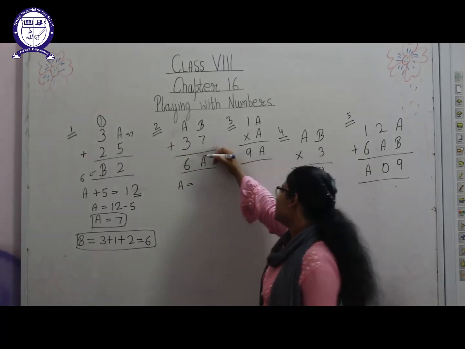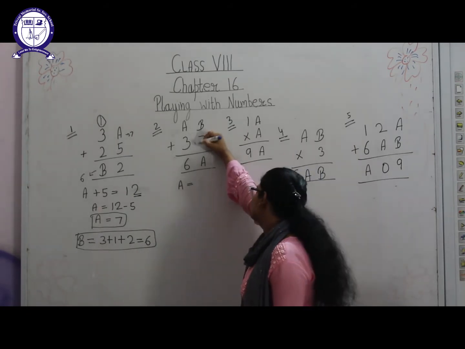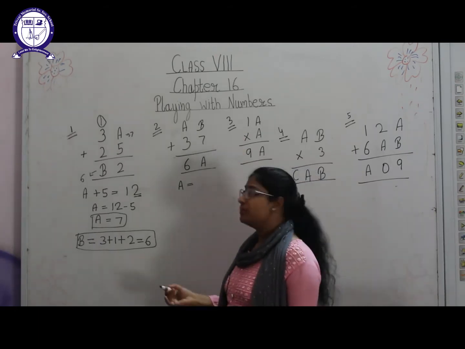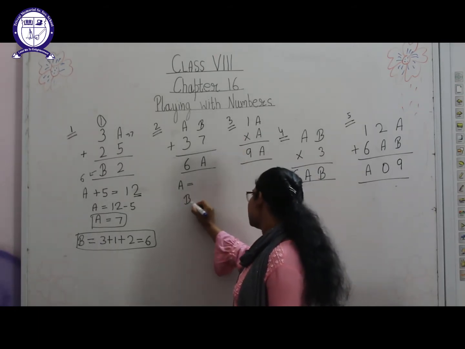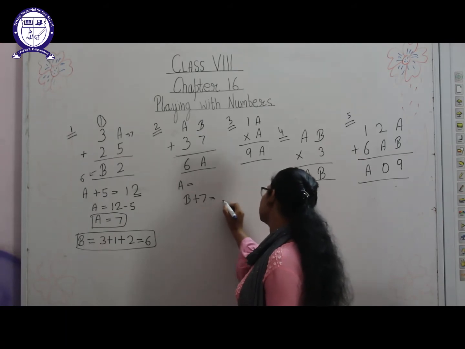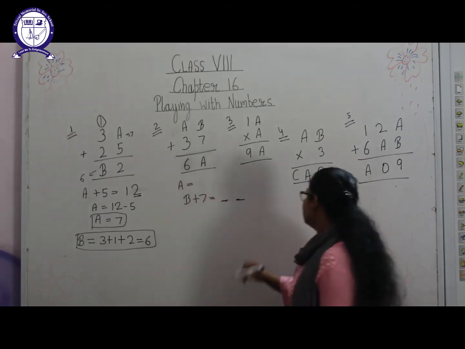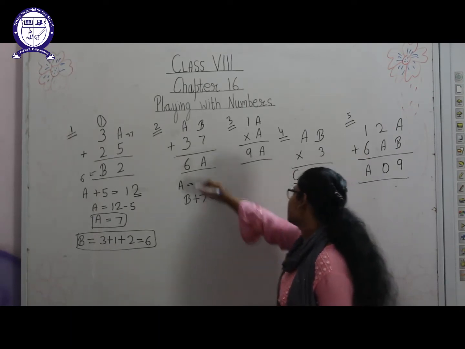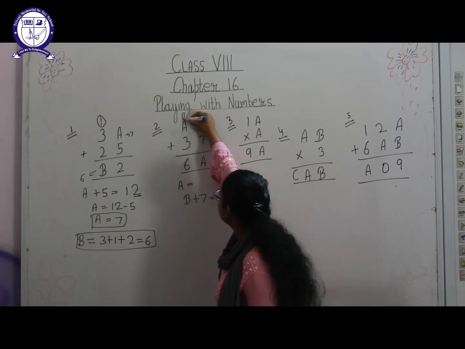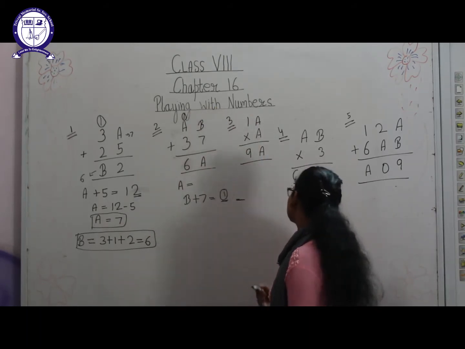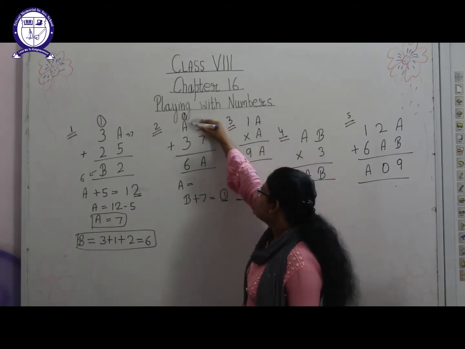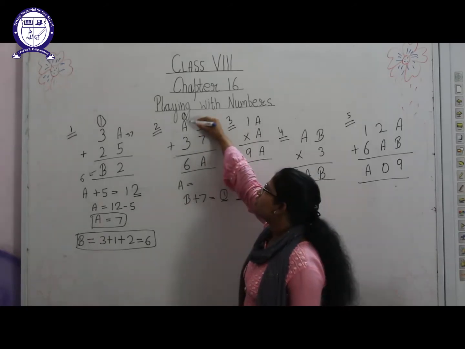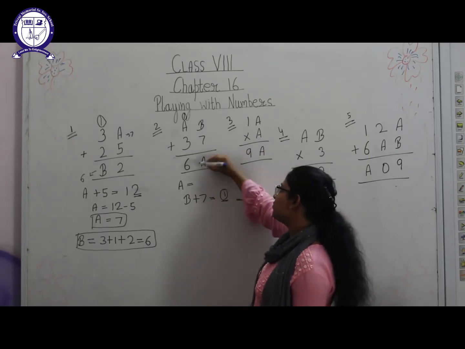If the value of A is not 3, it means B plus 7 is giving a 2-digit number. If we are adding B and 7, we are getting a 2-digit number, so the tens place digit can be 1, which we use as a carry. So here 1 will be the carry. Now we will start considering: A plus 3 plus 1 should be 6. 3 plus 1 is 4, so what should we add to 4 so that we can get 6?